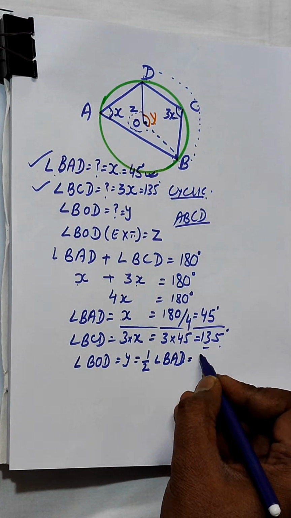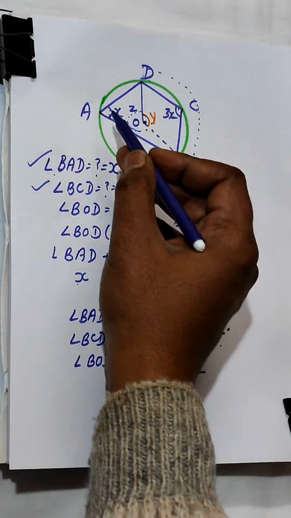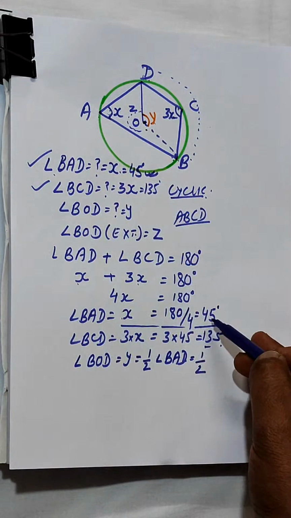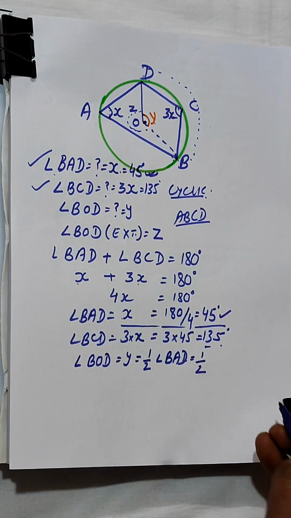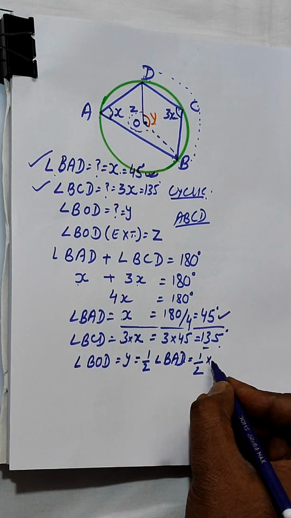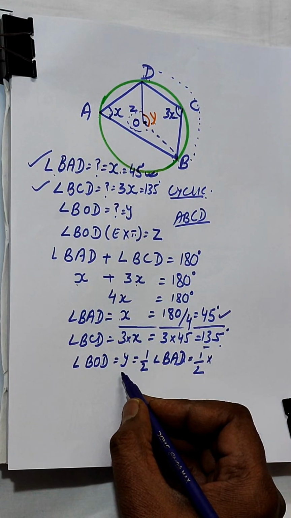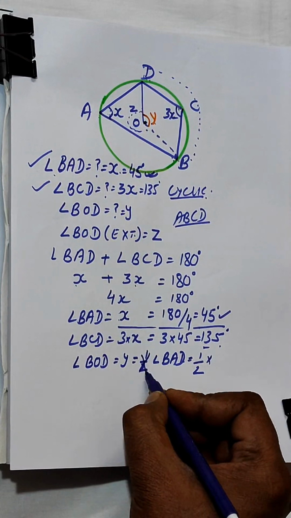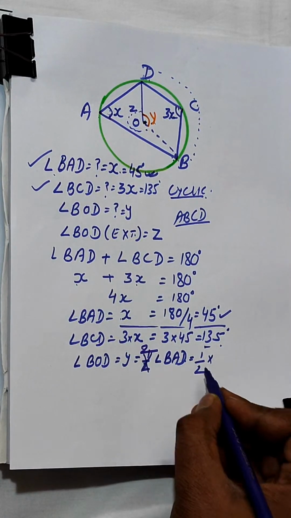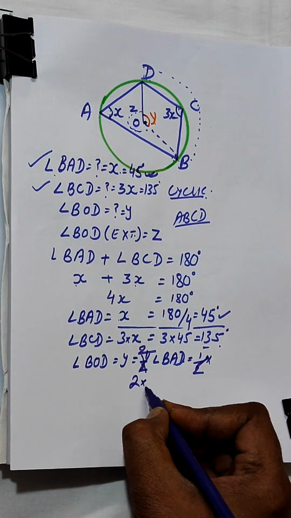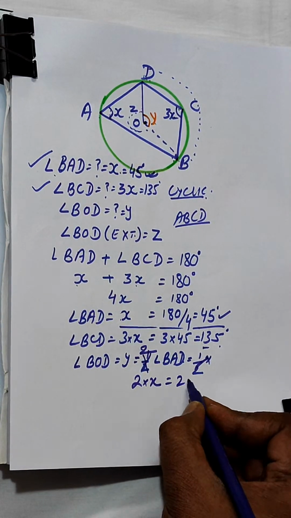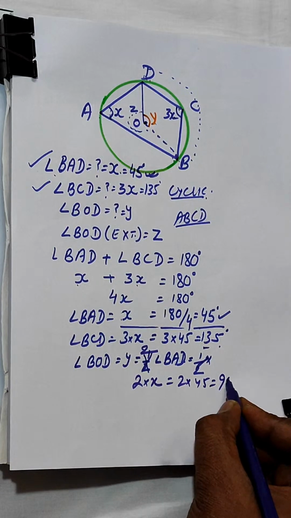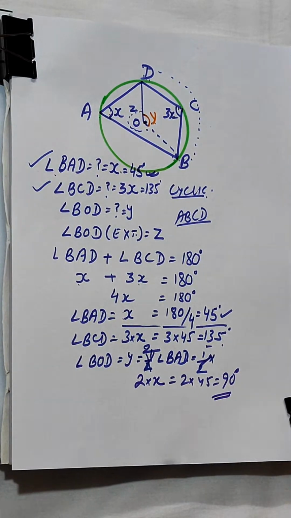And what is the value of angle BAD? It's x, and we have calculated x as 45. So y will be equal to, not half, sorry, it's a mistake. It's 2 times BAD. So 2 times x equal to 2 into 45 equal to 90 degree, right?